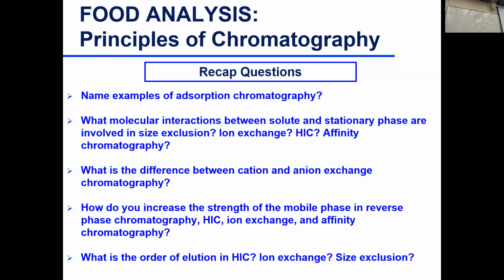In size exclusion, what's the order? Size, the larger comes out first. So the larger molecules will not have access to the pores, to the different pores. They won't go through the pores. They will travel between the particles. So the larger ones will come out first, and the smallest will be detained due to going into all the pore sizes in the particles of your column.